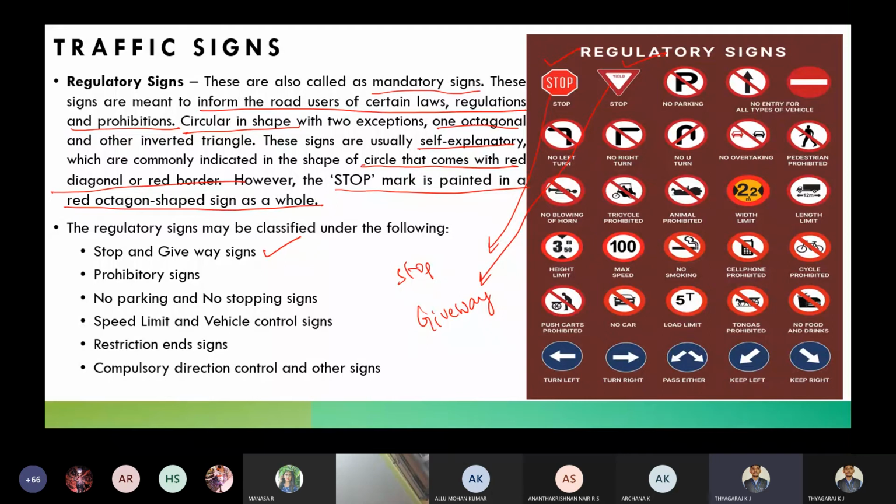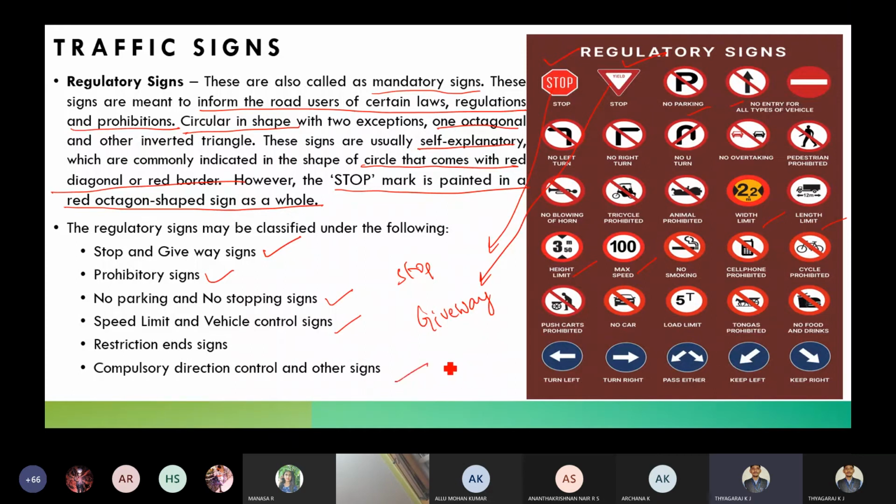That is, prohibitory signs are there. That is no right turn, U-turn, overtaking is prohibited, pedestrian is prohibited. So these are the prohibitory signs you can observe. Then no parking and no stopping. You can observe here no parking and no stopping vehicles. Then speed limit. You can observe the speed limit, then a height limit and width limit, length limit, then a restriction end sign. So here it is not indicated.